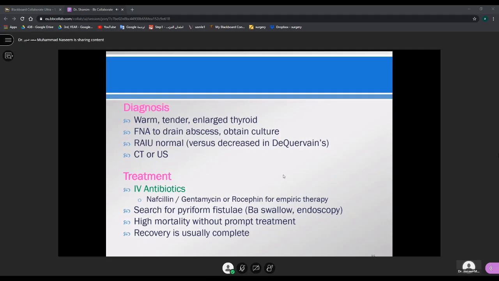Treatment is intravenous antibiotics. We can use penicillin, tamoxifen, or a third generation cephalosporin. And when the result of culture and sensitivity comes, we can specifically give that antibiotic. We need to search for piriform fistula, which requires barium swallow X-rays or endoscopy. If treatment is not given promptly, it may end in high mortality, but recovery is usually complete if treatment is appropriate.